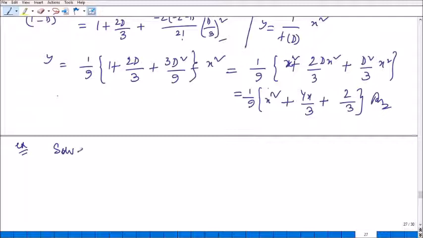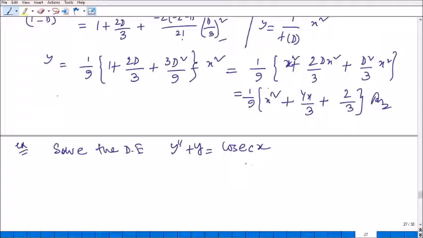Solve the differential equation that is y double dash plus y equal to cosec x. So this differential equation is solved already using the variation of parameter method, and we know the answer, we know the complete solution. So now we have to check the answer solving in this operator method, whether these two solutions are equal or not.